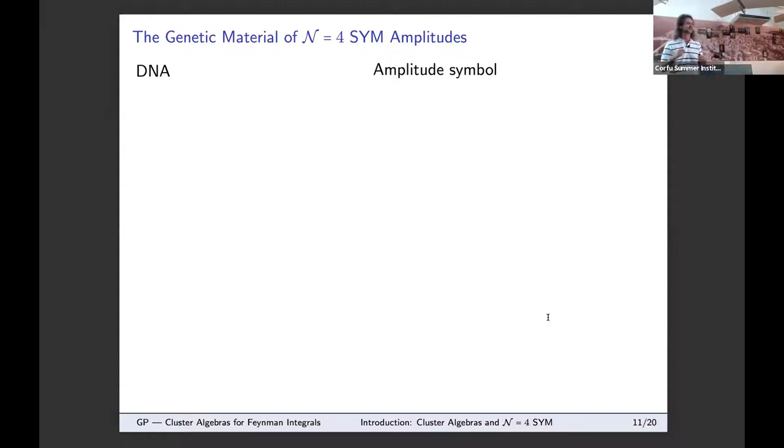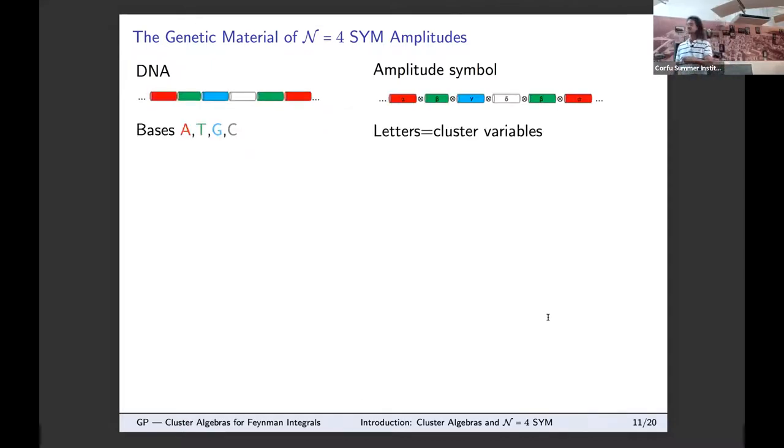If this was very technical, let me summarize the introduction, or the review of the N=4 world, by an analogy that I would dare to draw between the symbol of the amplitude in N=4 and the DNA. The DNA, of course, is a double helix, as we all know, but for the sake of the argument, we can unwind it. We can follow a zigzag path around it and then turn it linear. And of course, the symbol is also a tensor product of different spaces, of different letters. So evidently, cluster variables play for the symbol the role that bases play for the DNA.